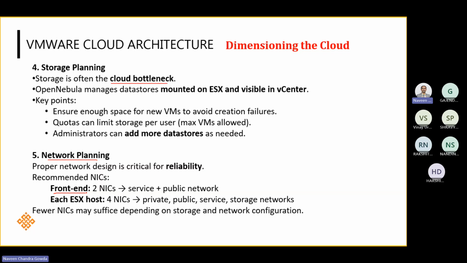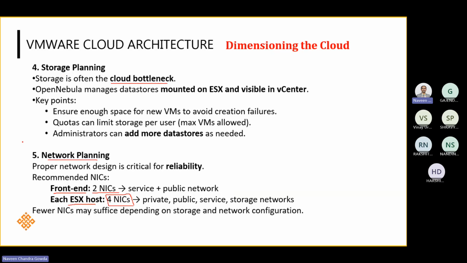So we say that whenever you want to connect the front end, ideally having 2 NICs is ideal. Whereas if you want to deal with each and every ESX host, then having 4 NICs is ideal, right? So like that, you need to have a plan. How much CPU is required, how much memory is required, how much storage is required, how much network is required. One should have a plan whenever you are thinking of designing the cloud.